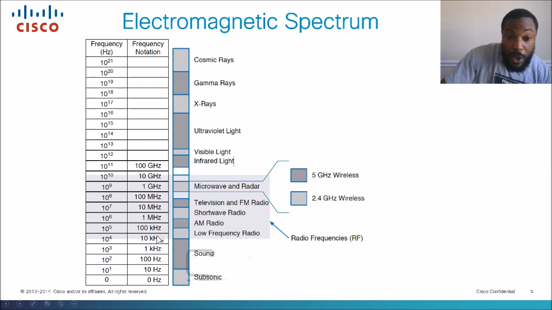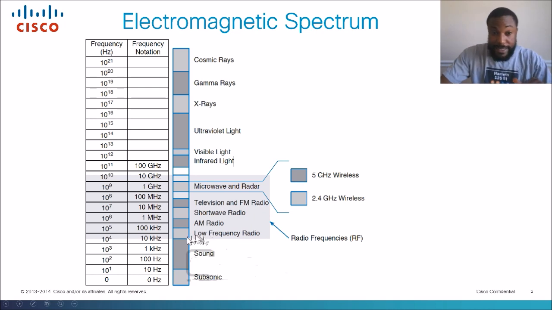Again, this is sound. Once we're getting up here, as y'all can see, these are low frequency sounds, right? 10 kilohertz. 100 kilohertz is AM radio, right? As we start going up, 1 megahertz is shortwave radio, et cetera, et cetera. We start getting 1,000 megahertz on, is AM radio, 10 megahertz.